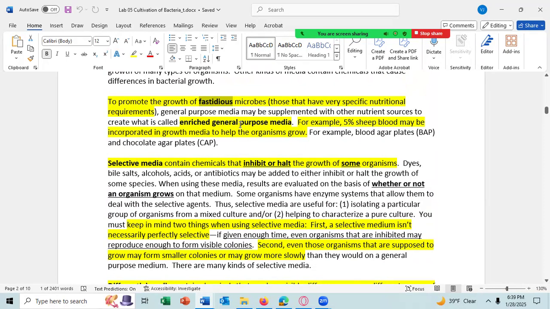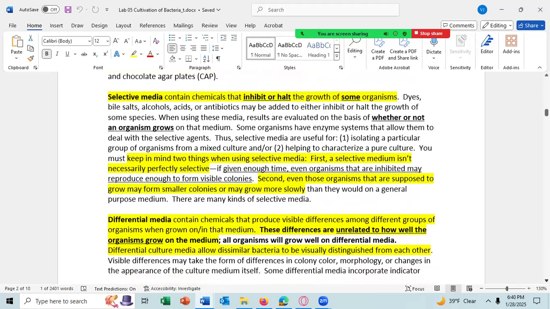Any question about any of that? I should give an example. An example of a selective media is McConkey's agar. It contains chemicals or additives that prevent the growth of gram positives, so the gram negatives are selected for. We'll talk about McConkey's a little bit later.